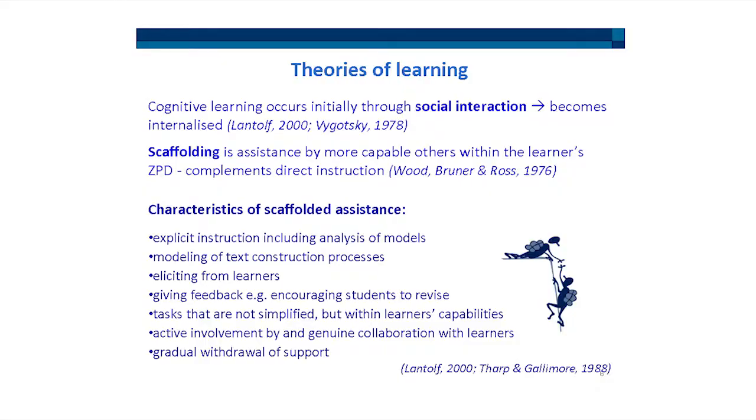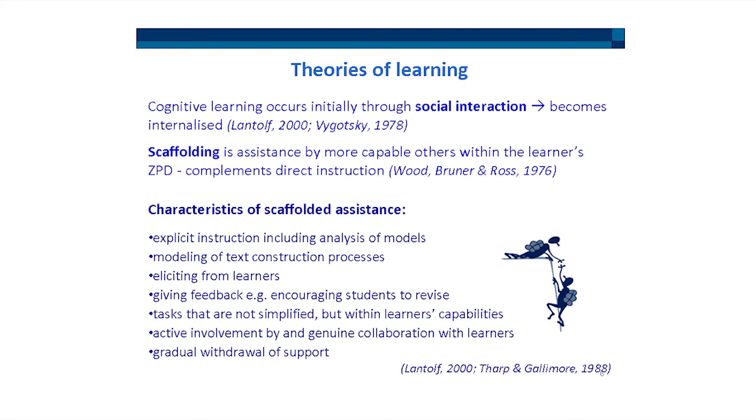Also influential in the last 20 years have been social theories of learning, the work of Vygotsky and later developments by Lantolf. The main premise of Vygotsky's theories of learning is that social interaction precedes individual cognition. So cognitive learning occurs initially through social interaction, and then becomes internalized.